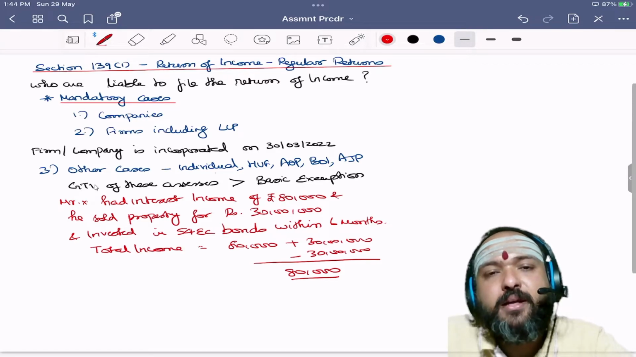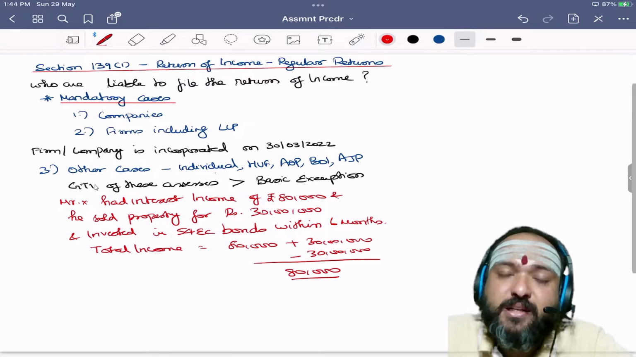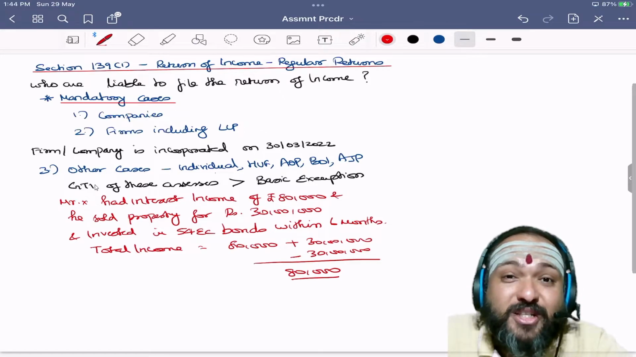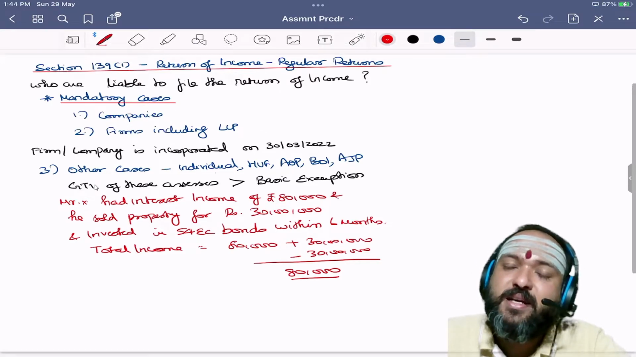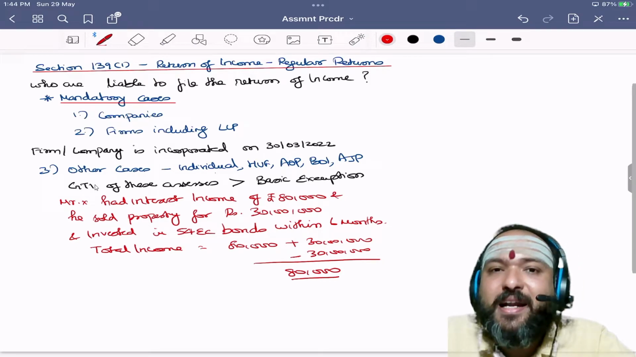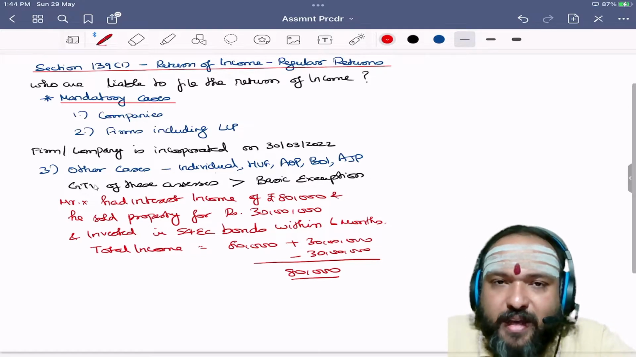Now what has happened? Department is of the view that this fellow has had income of only 80,000, so no tax, but which is not the case. What is the case here? His income is 30 lakhs 80,000. So people started playing around with tax filing in this regard.